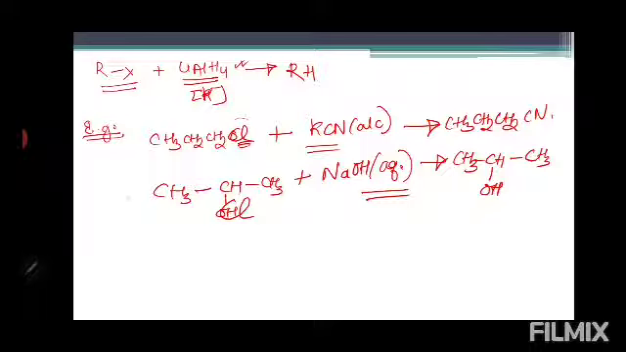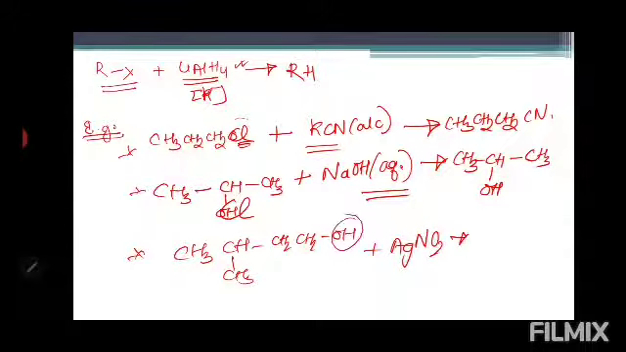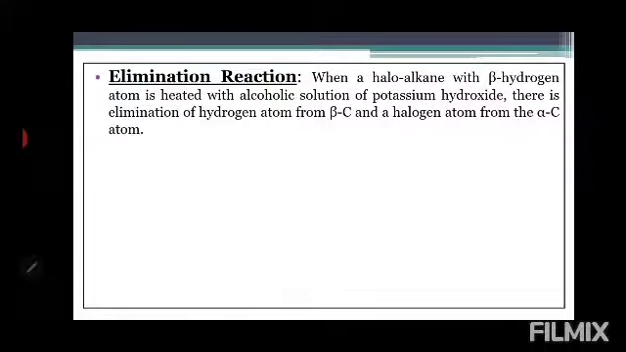See, this is very important. Then again CH3, CH, CH3, CH2, CH2 and OH, then AgNO2. So what is the product? Nothing will change. OH will get replaced by NO2. So the product is CH3, CH, CH3, CH2, CH2 and NO2. Okay? Important one.